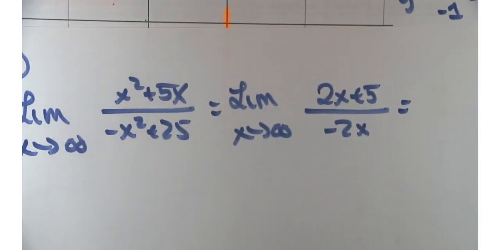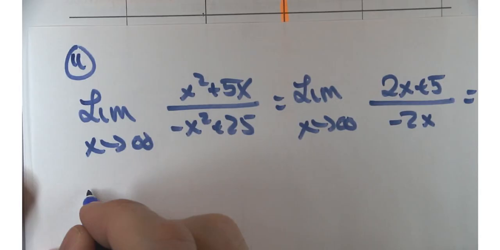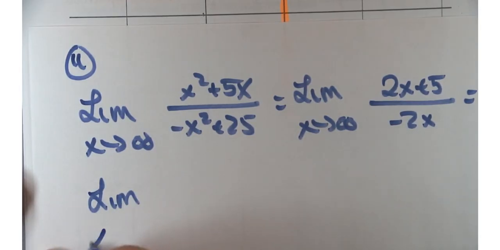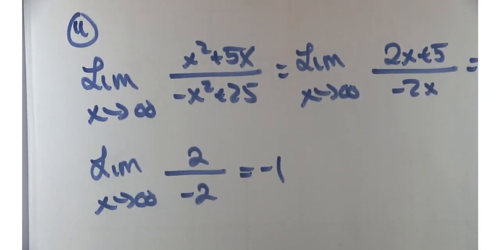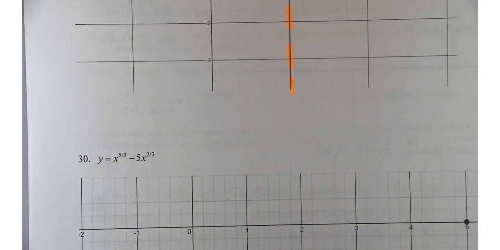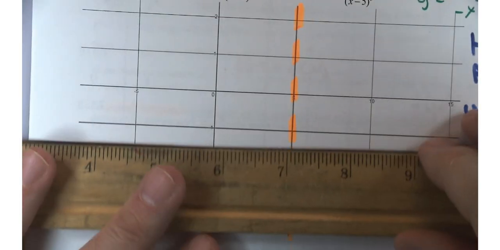Apply L'Hopital's rule again. Yeah. So this is going to become the limit as x approaches infinity of 2 over negative 2, which of course is just negative 1. So there again, there's your horizontal asymptote. So let's put that feature into our graph as well. That's at y equals negative 1.